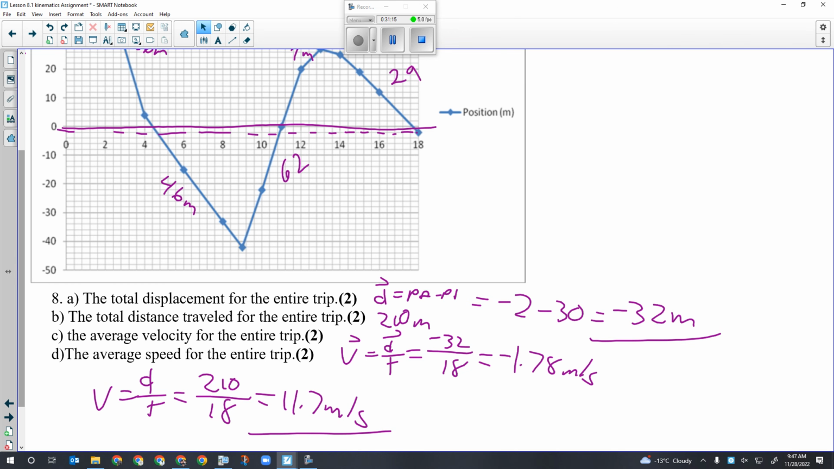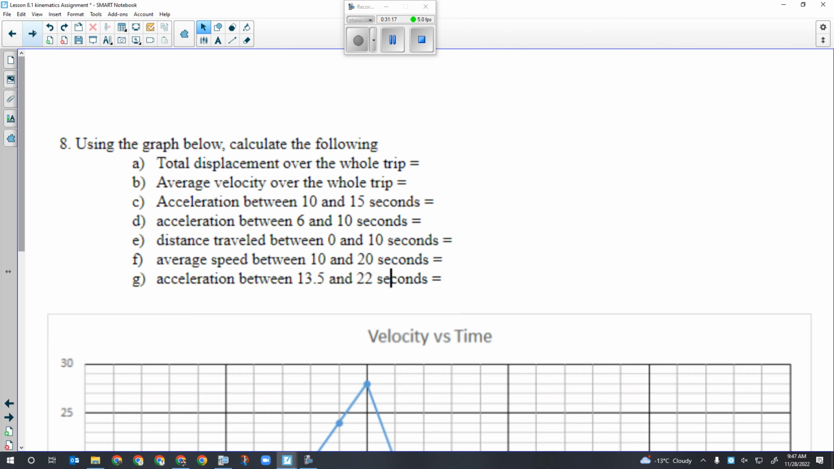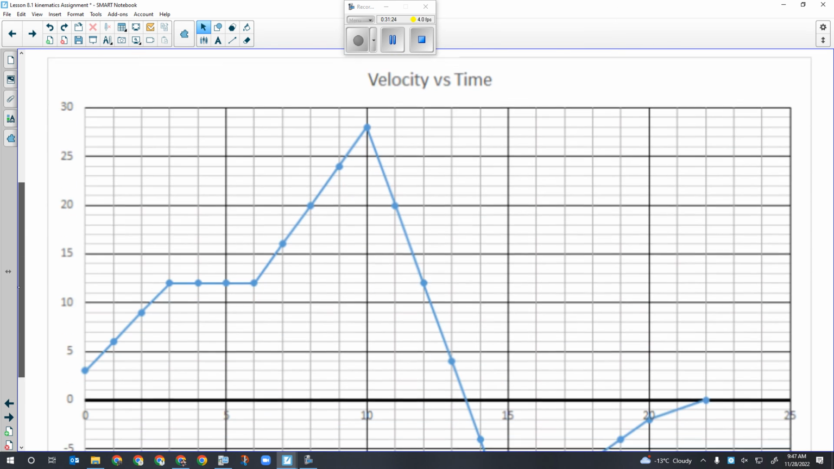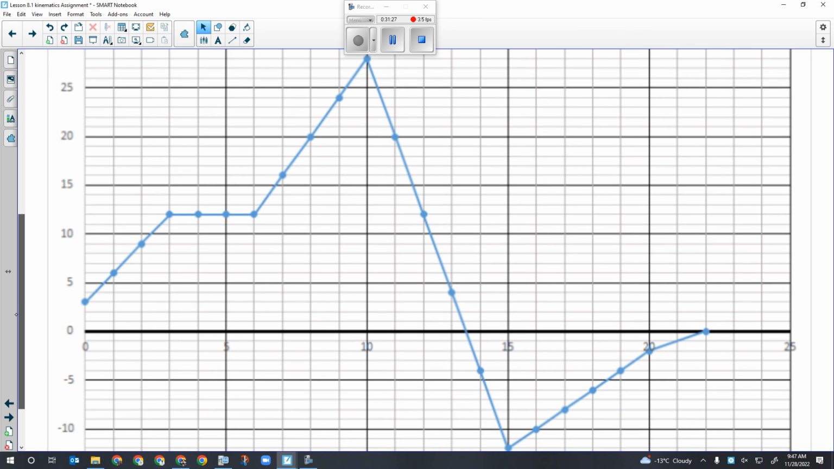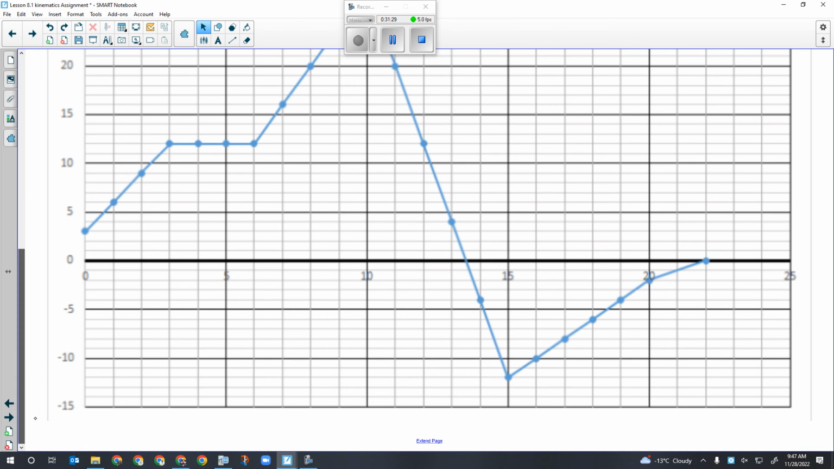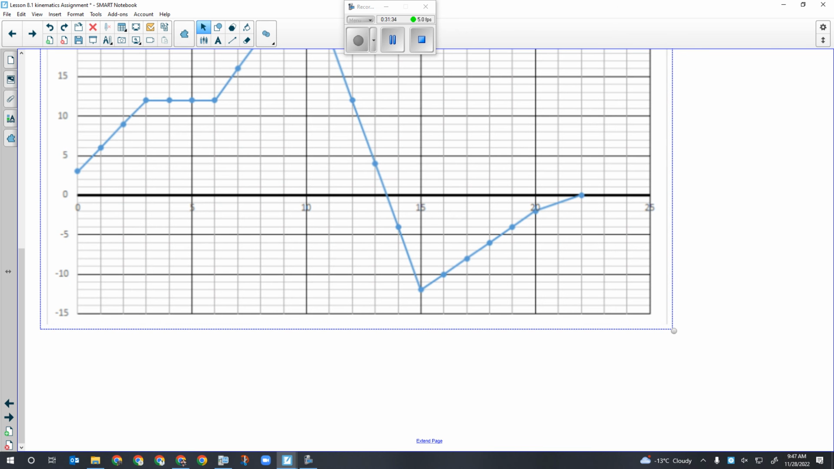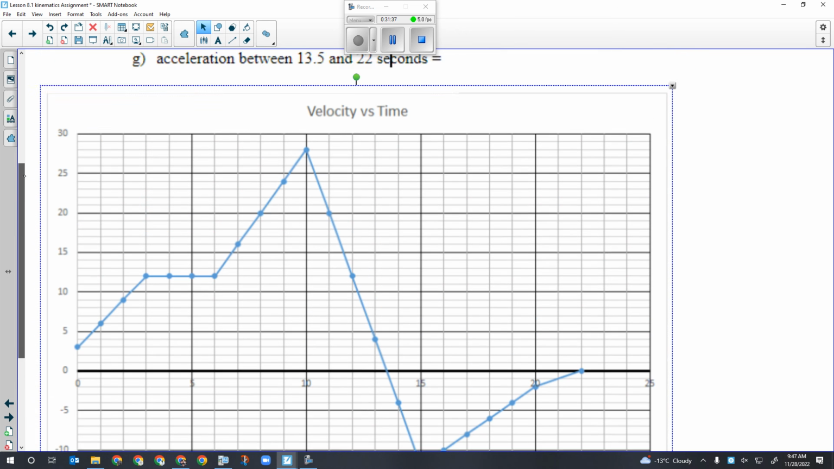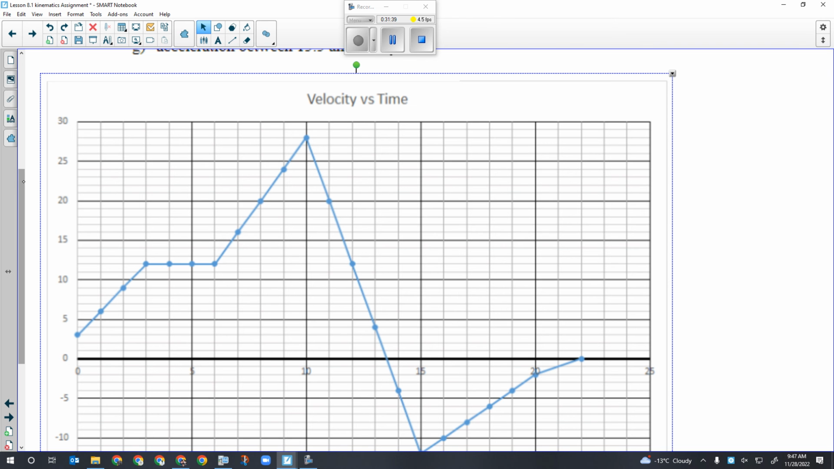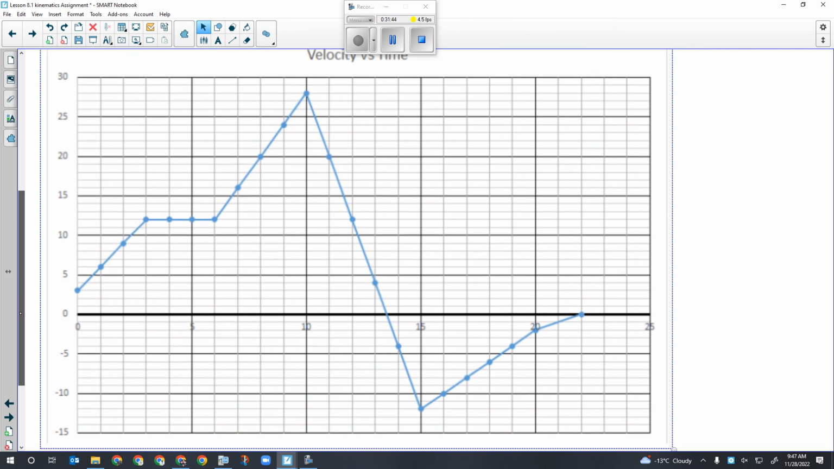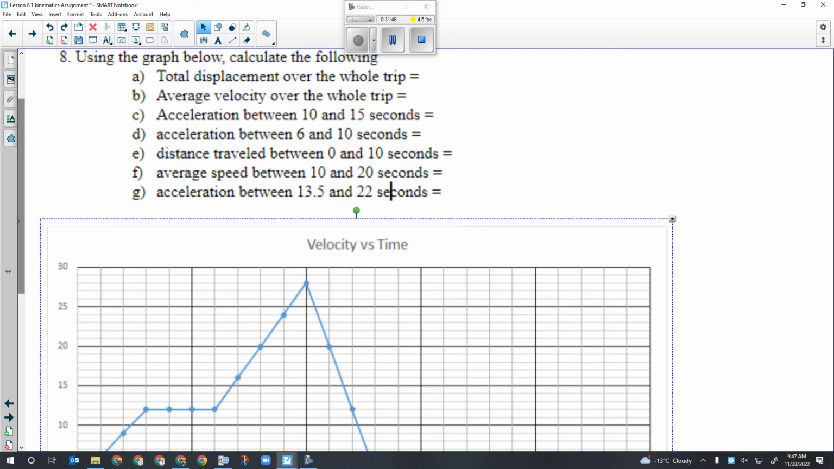All right, we're going to have a look here at the end at a velocity versus time graph. So you're looking at question number 8 in your digital workbook, and you'll see this velocity versus time graph. Okay, so you'll have that velocity versus time graph, which is what I'll leave up there, and it's wanting you to calculate the total displacement over the whole trip. That'll be a bit of work.